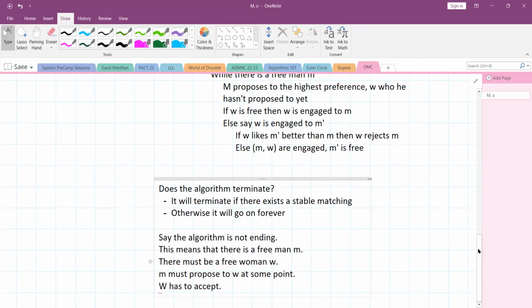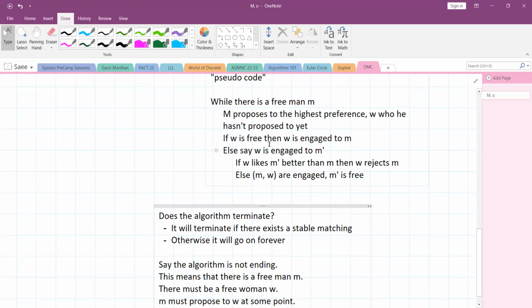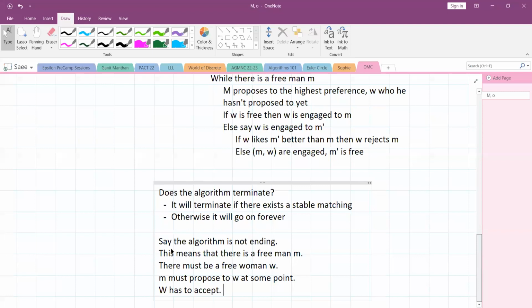The more important part of this is M only proposes to somebody he hasn't proposed to yet. Which means M doesn't propose to the same person twice, right? So let's say at the end of the algorithm, there's a man who's not paired with anybody. Then there's a woman who's not paired with anybody. But since M is not paired with anybody at the end of the algorithm, it must mean that he has proposed to everybody already.